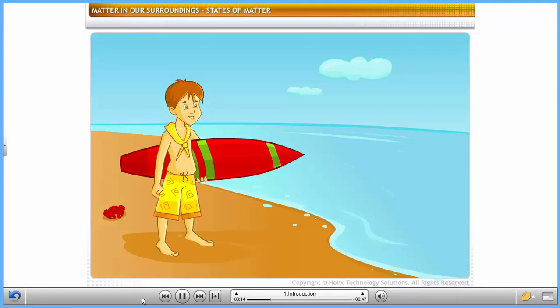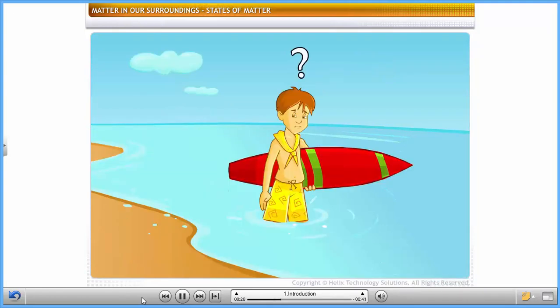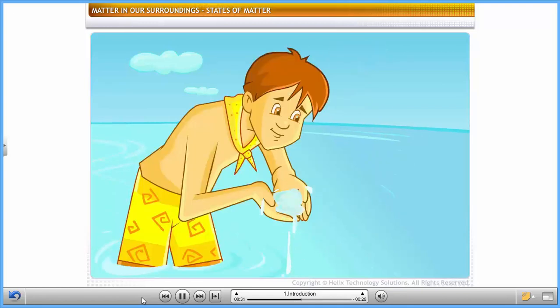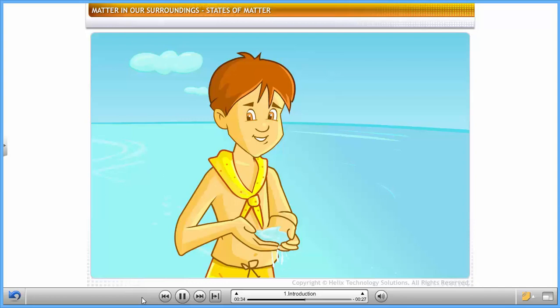Why can't you walk on water, just like you did on the snow? You can't walk on water because it is a liquid, and liquids do not have definite shapes. However, liquids do have definite volumes. Liquids also take up the shape of the container they are in.